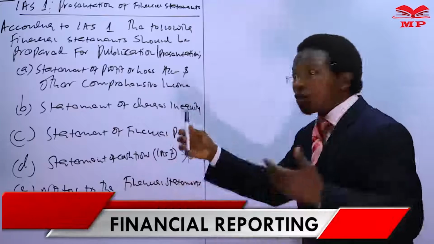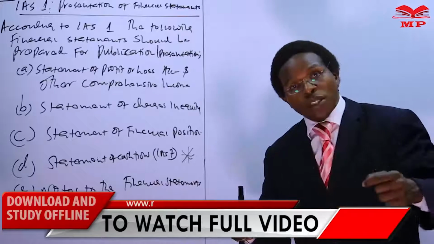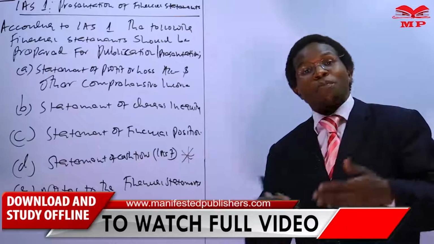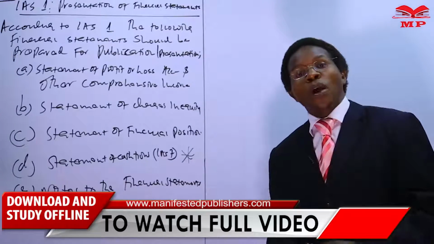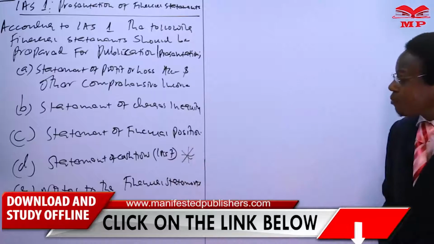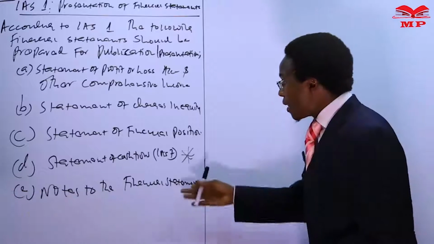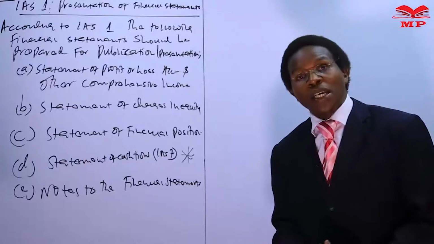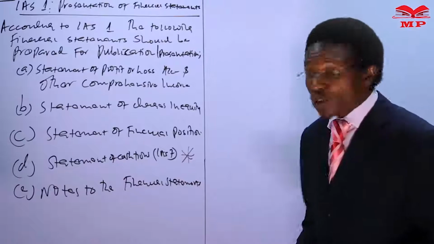Then when you talk of the statement of changes in equity, it is simply the statement showing the flow of equity. Equity is the residual of assets after deducting all the liabilities, represented by ordinary share capital. We have the reserves, we have the preferential capital, and what have you. Then we also have the statement of financial position. That's what we used to refer to as the balance sheet some time back. Then we have the notes to the financial statements, simply the explanation of what you have presented in your financial statements.